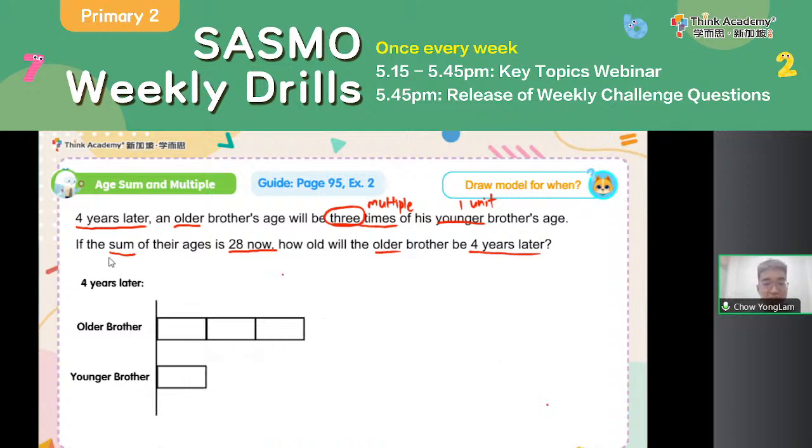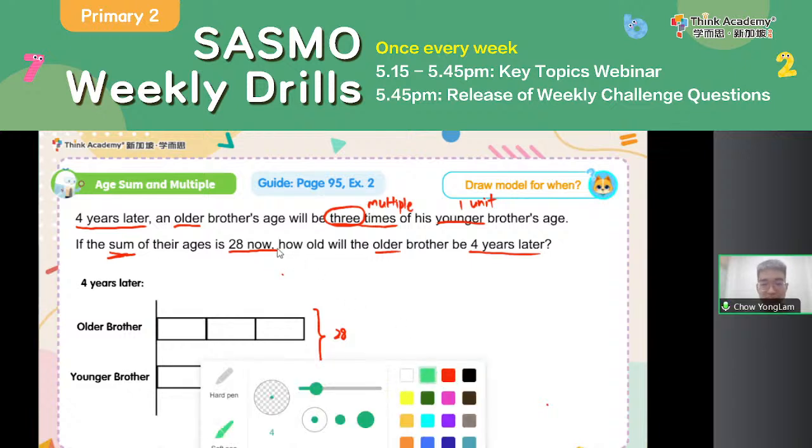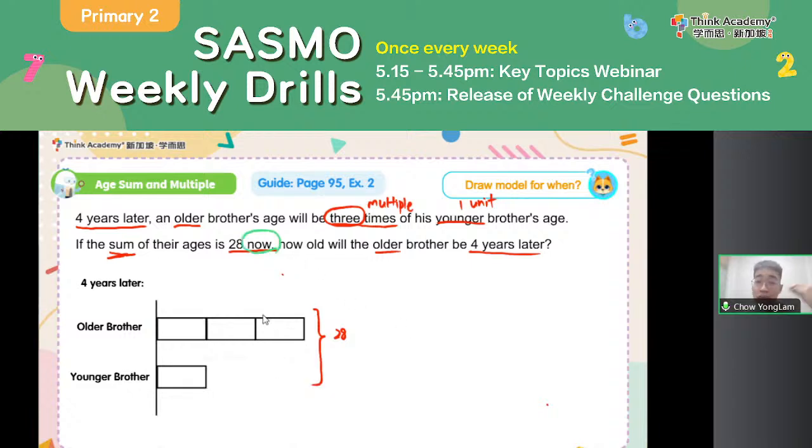So what do we know? We know the sum, right? So what's the sum of the ages? I know the sum is 28. The question says it's 28, right? So the sum must be 28. Can I just say that it's 28? Think about it. When is the sum 28? The sum is 28 now. But am I drawing the model for now? No, I'm drawing the model for 4 years later. So I will need to increase my age sum by how many? 4 years later, right? 28 plus 4. Is my age sum 28 plus 4?